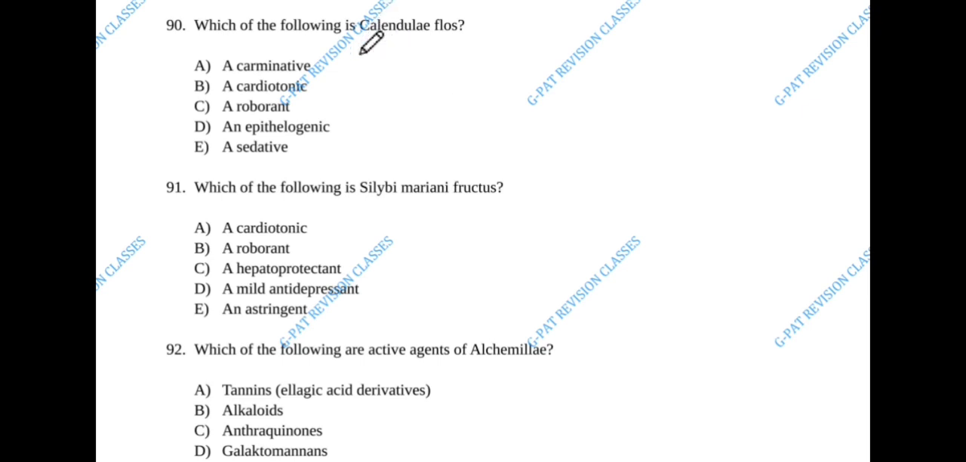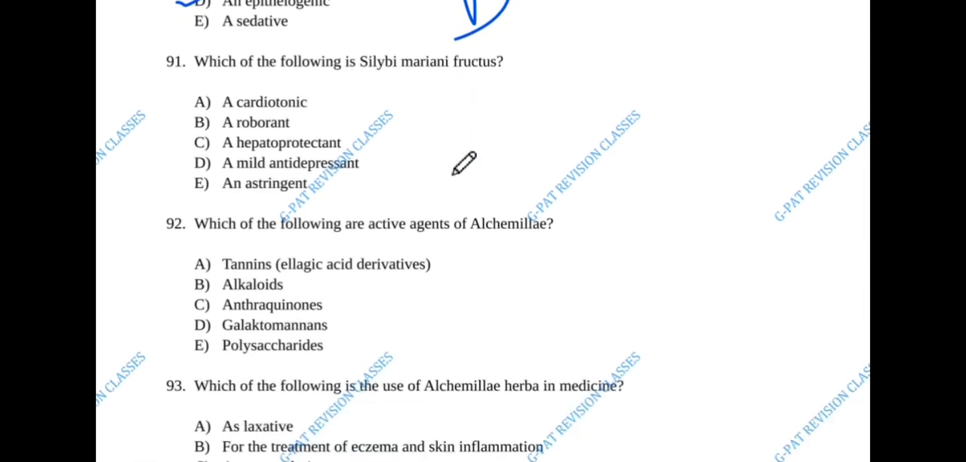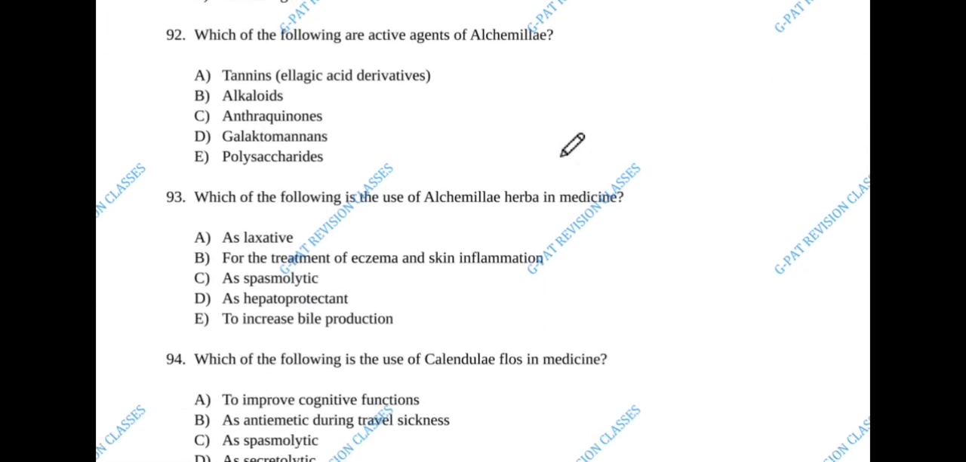Which of the following is calendulae flos? The answer is D, an epithelialization promoter. Next is 91 question number. Which of the following is Salviae marini fructus? The answer is C, a hepatoprotectant. Okay. Next is 92 question number.